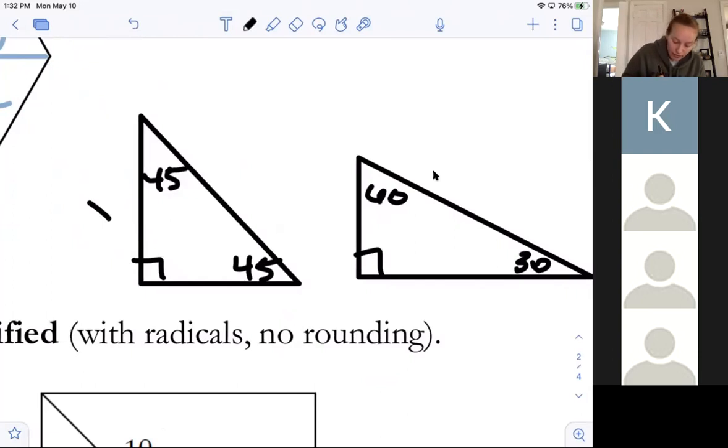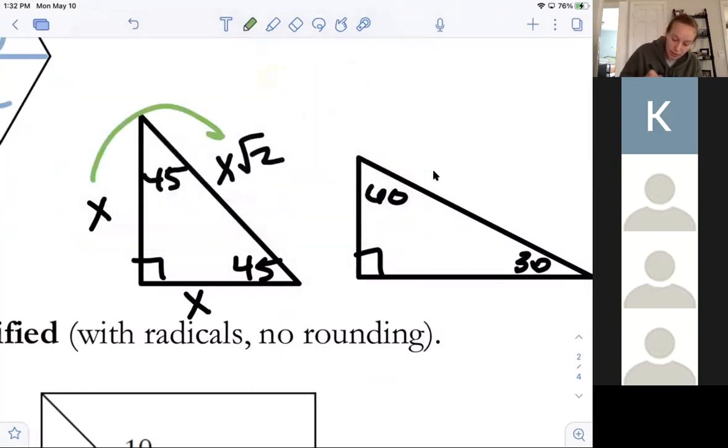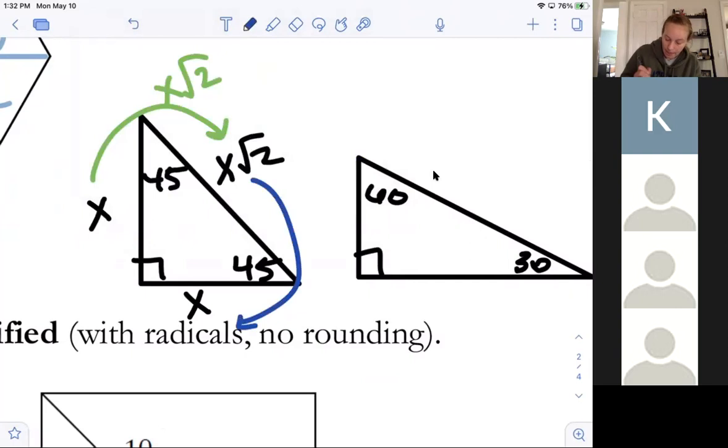In a 45, 45, 90, my legs are the same, and my hypotenuse is x root 2. So in order to go from the leg to the hypotenuse, we're going to multiply by root 2. And then in order to go backwards from the hypotenuse to a leg, it's the same for either direction, I just think it's a little cleaner to do it this way, we're going to divide by root 2.